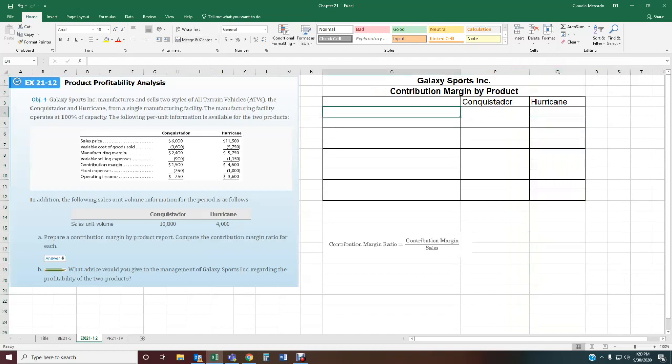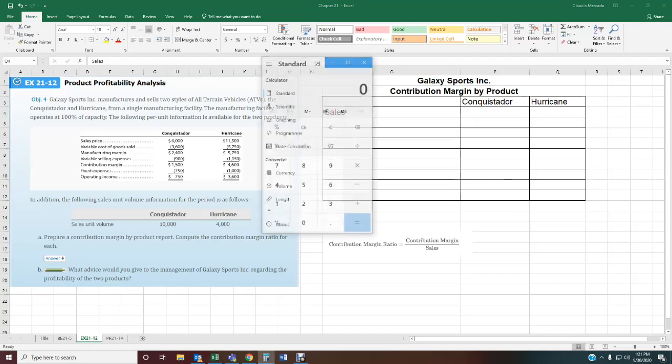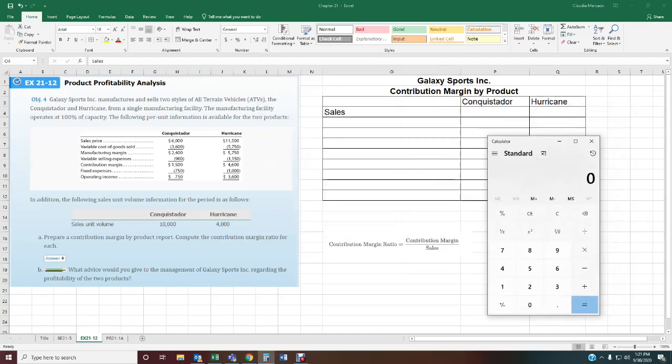So we're going to start off with our sales. How can we calculate our sales using the information we have? Well, according to the problem here, we have a sales price of, let me get my calculator. So we know that we sold 10,000 units of the Conquistador, and we sell each Conquistador at 6,000. To get the sales, we're going to multiply the 10,000 volume down here times my 6,000 sales price for each of the Conquistadors. That's going to give me $60 million.